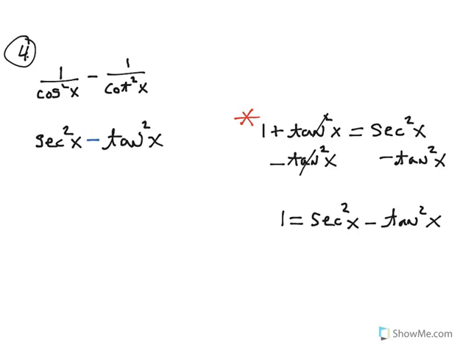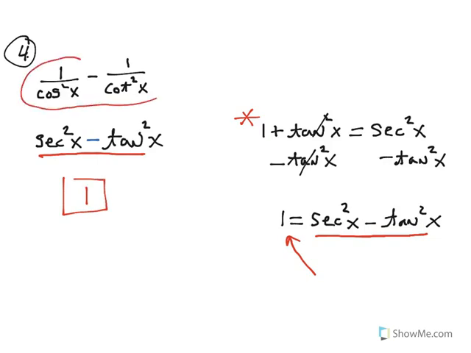And what we have in our work is exactly what we have over here. Secant squared minus tangent squared is always identical to 1. So this can just be called a value of 1. So this original expression can be simplified to a value of 1.